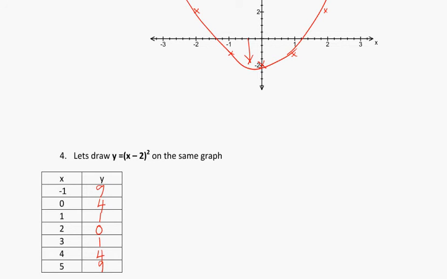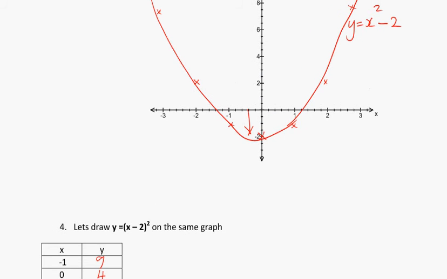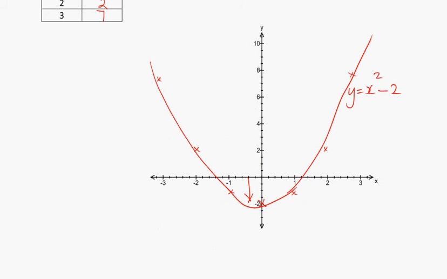And when x is 5, back to 9. Okay, let's go back to our green and plot the graph. So hopefully you'll be able to see it. Let's start with negative 1. When x is negative 1, y is 9. I'll just have to move them up here a bit. There it is there.